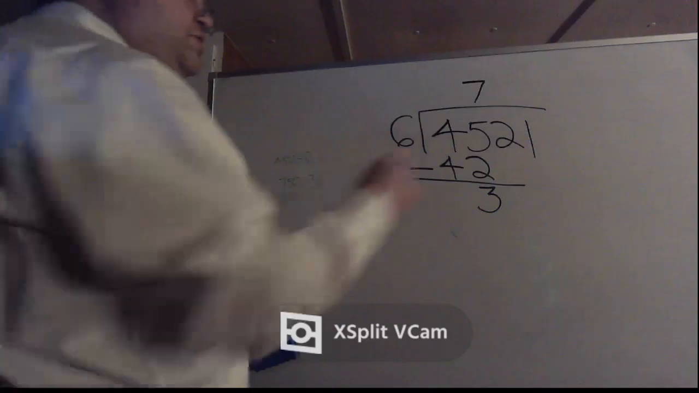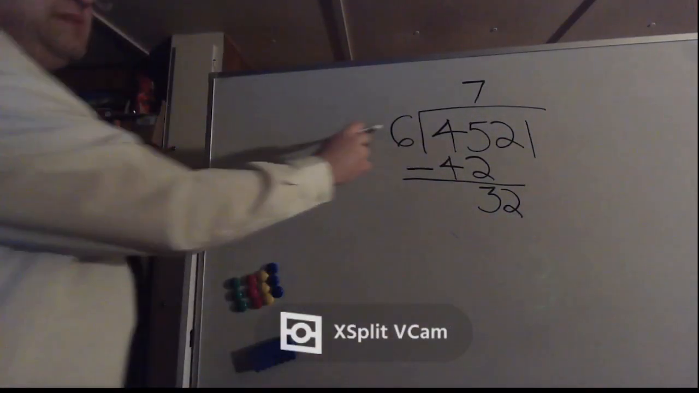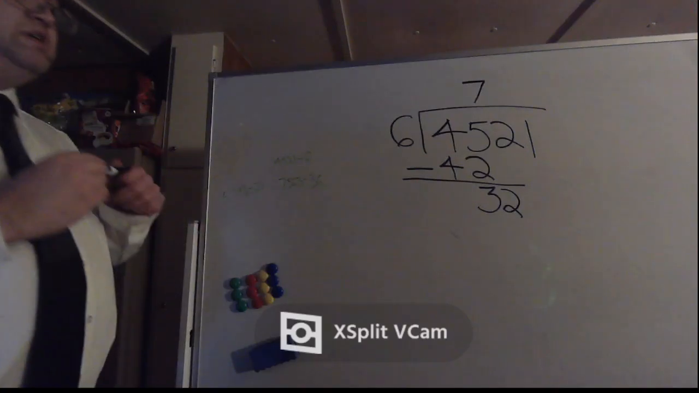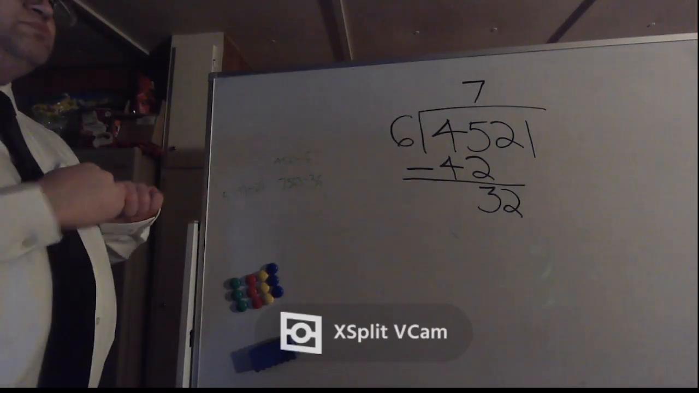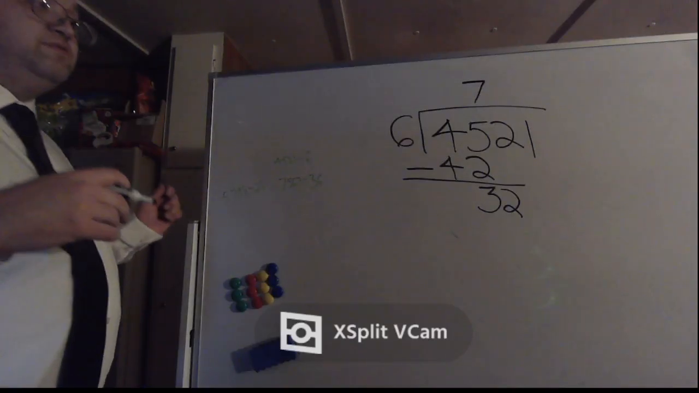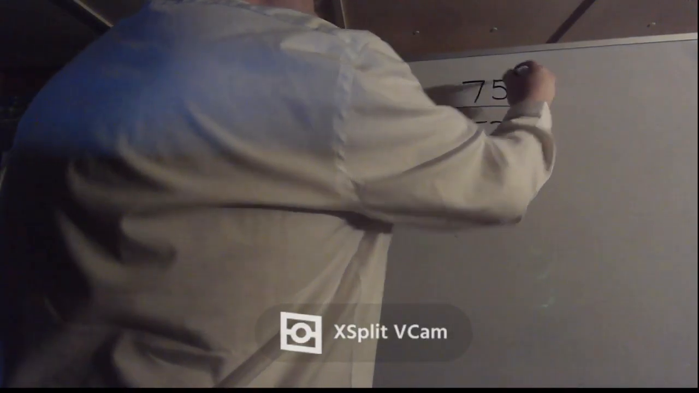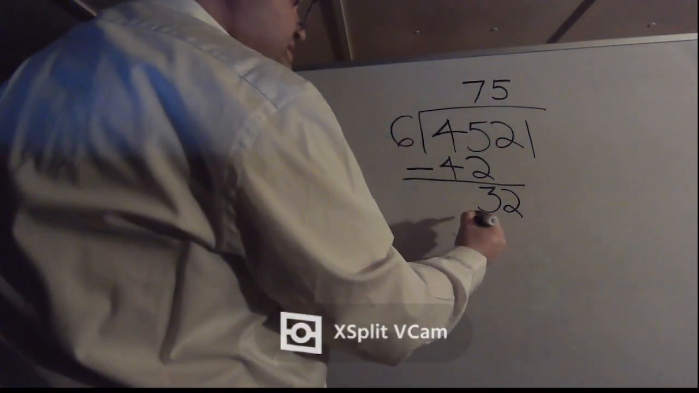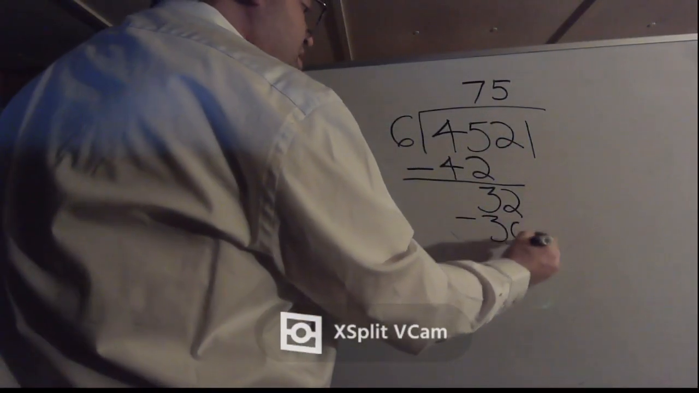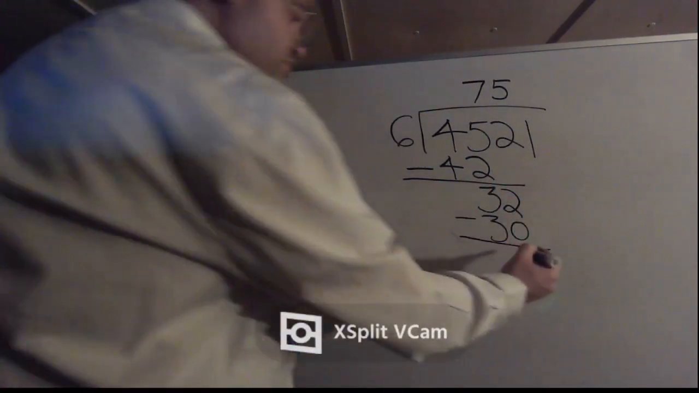So next thing you're going to do is drag down your 2 from the dividend. You're going to figure out how many times does 6 go into 32. Well, 6 times 5 is 30, 6 times 6 is 36, so looks like 5 times if we're not to go over. You'll take your 5, multiply that by 6. 5 times 6 is 30. 32 minus 30 is 2.